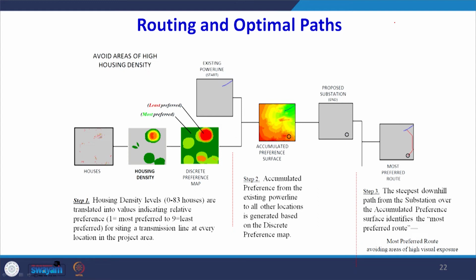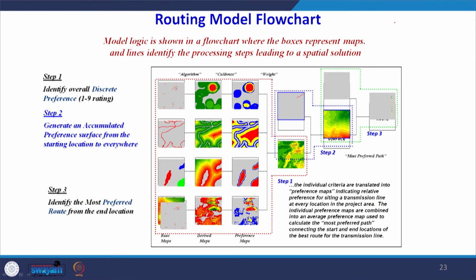These are the areas which could be avoided, and these are the obligatory points from where the alignment should pass. Once we determine that kind of criteria, then step by step we can apply those criteria and give the ranking of those parameters. Here, a 1 to 9 ranking is given to the different parameters, and as you can see from the different colors, a map has been created which we call the preference maps.